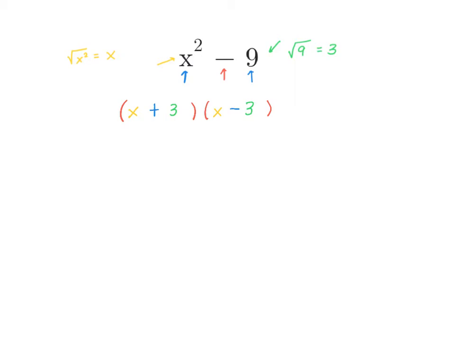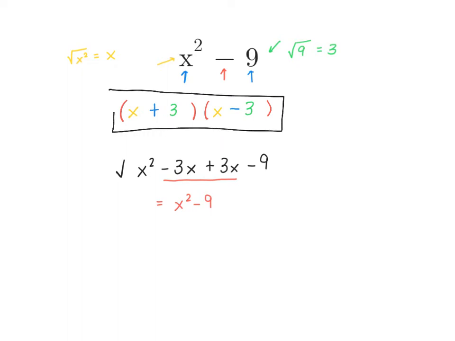And remember, we can check that by FOILing. X times x is x squared. X times negative 3 is negative 3x. 3 times x is 3x. And 3 times negative 3 is negative 9. Again, because we have one positive and one negative, those middle terms will cancel out. So we're just left with x squared minus 9, which is what we started with. So we know that this is the correct factored form.